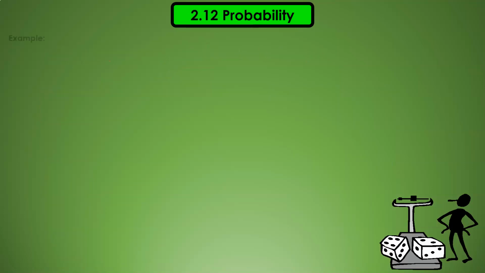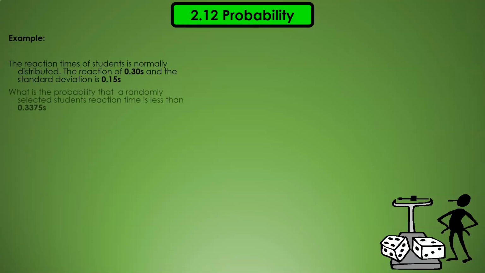So let's take a look at what an example would look like. The reaction times of students are normally distributed, with a mean of 0.3 and a standard deviation of 0.15. What is the probability the randomly selected student's reaction time will be less than 0.3375? So the steps are the same as before.